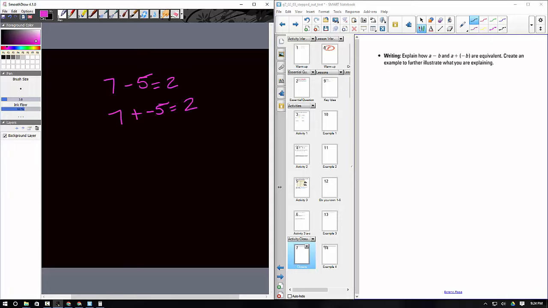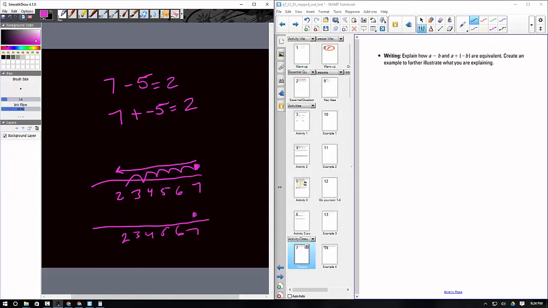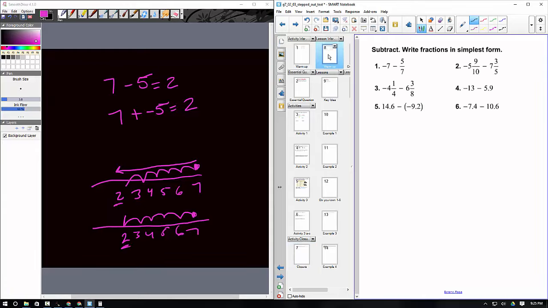Let's demonstrate it though. So I have a number line, and I'm at 7. So I have 6, 5, 4, 3, 2. And I'm going to start off at 7, and I'm going to go to the left 5 places. So 1, 2, 3, 4, 5. I end up at 2. Another way to do that is to do 2, 3, 4, 5, 6, 7. I start off at 7, just like I did before. And now I'm adding negative 1, 2, 3, 4, 5. Same exact thing. I end up at 2. So that's why they're equal to each other.